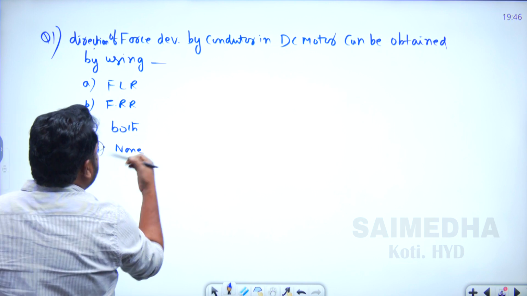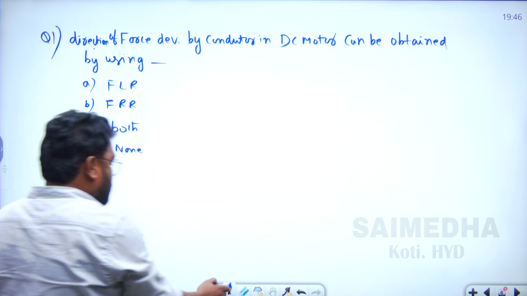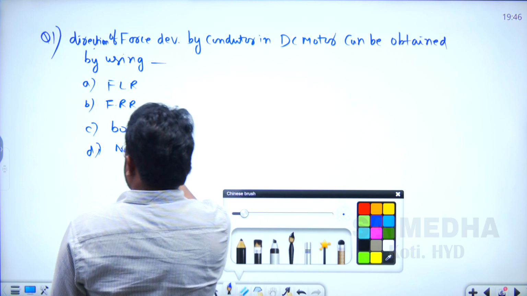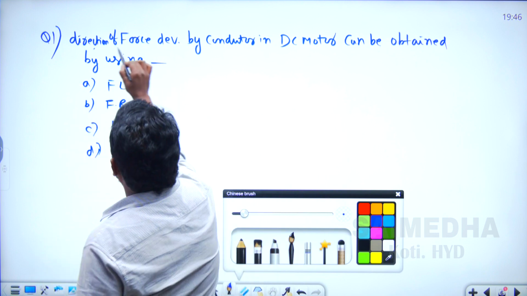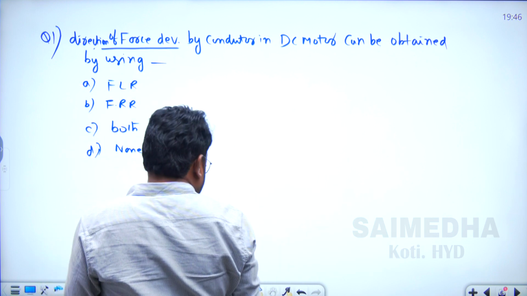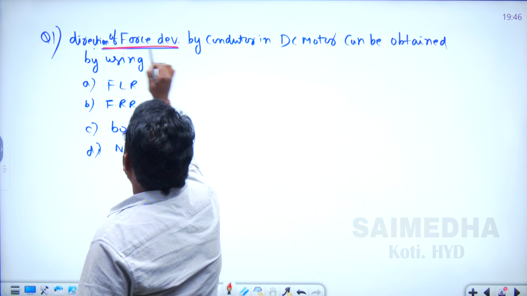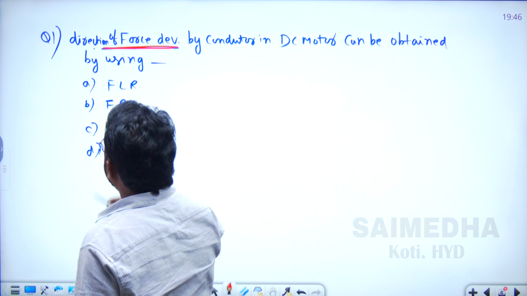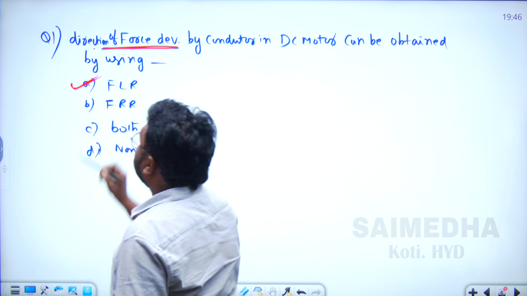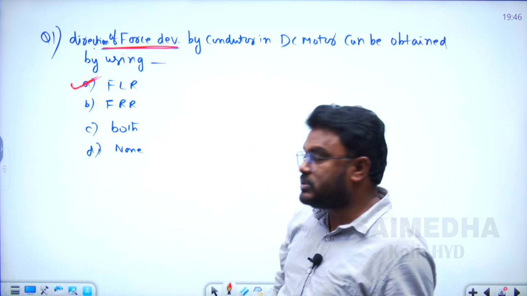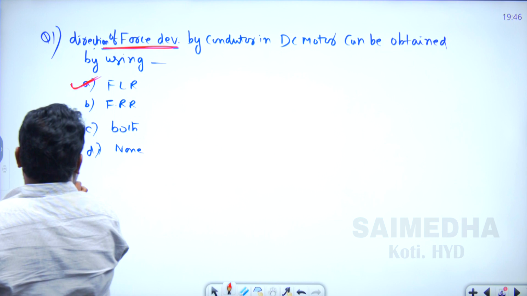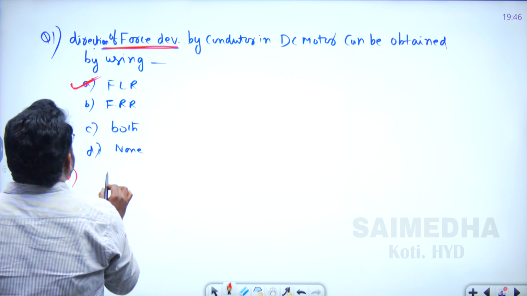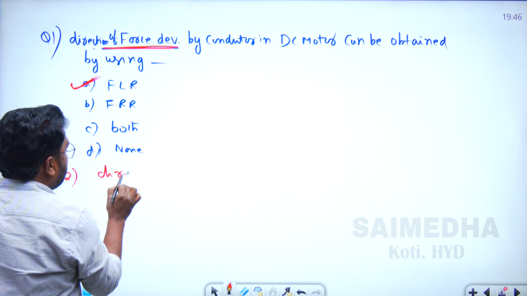So sometimes we have options like this. Whatever options are given, suppose these two options are not correct; the direction of the force is required, so this direction of the force can be obtained by using FLR only.